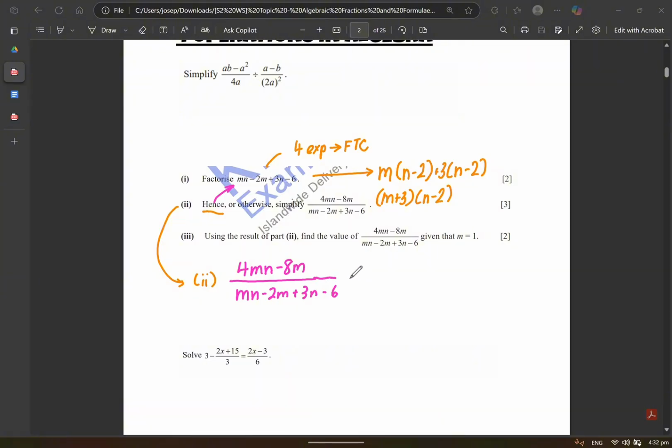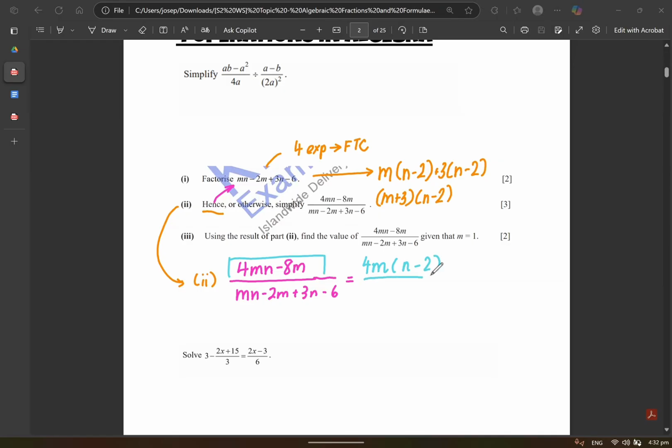Now, for the one above, what you can do is just take out what is common. What is common? M is common, 2 is common. What are you left with? You are left with, oh, in fact, no, I apologize. It's not 2 that is common, it's 4 that is common. What are you left with? You are left with n minus 2.